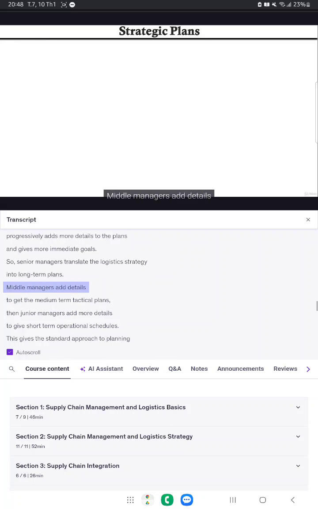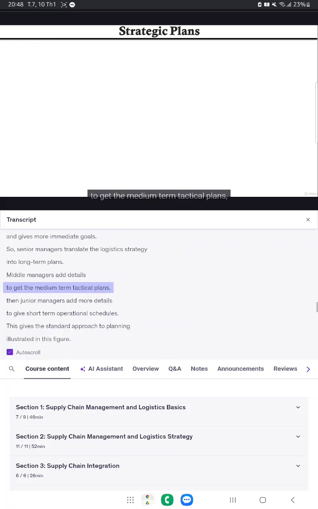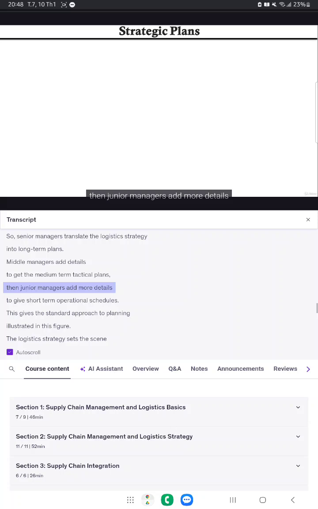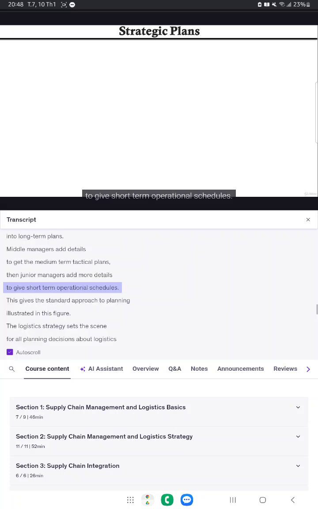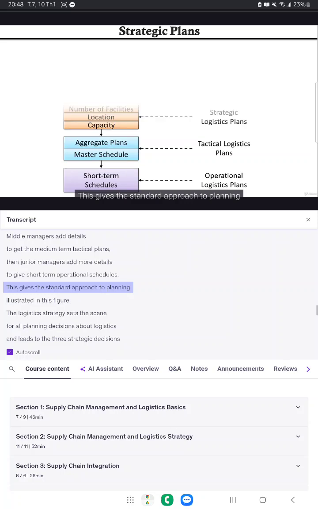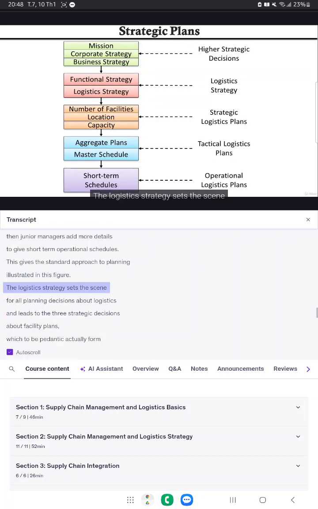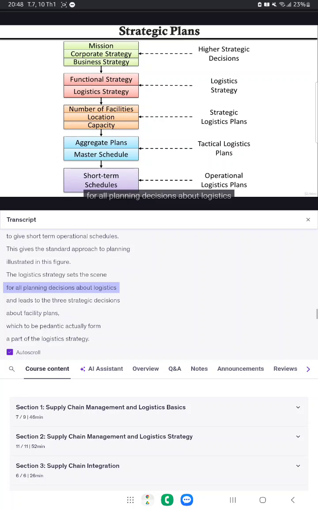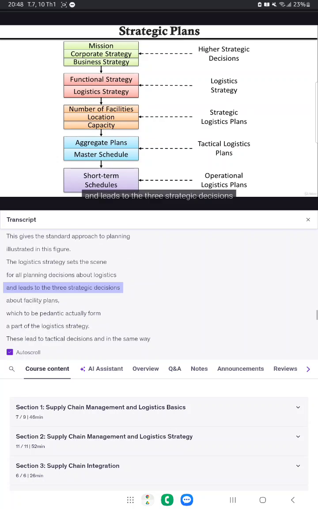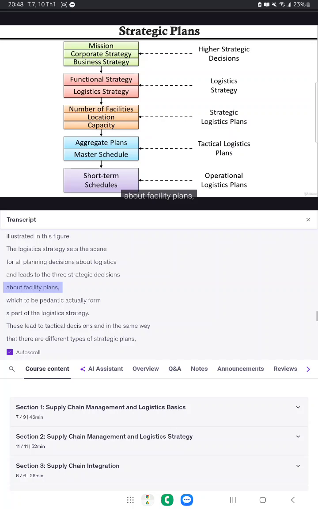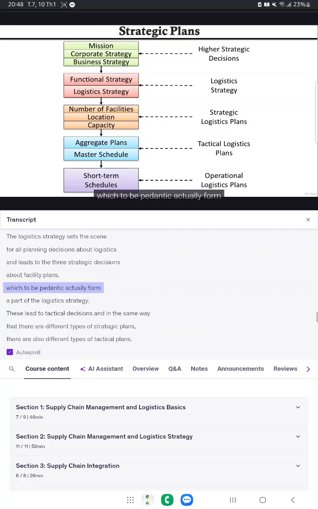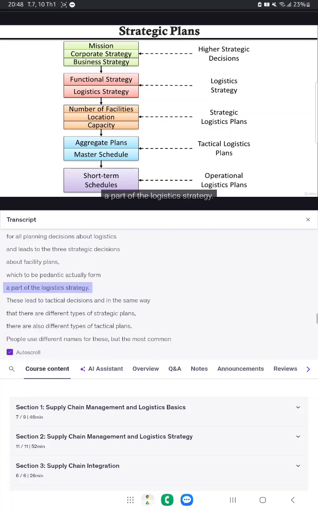So, senior managers translate the logistics strategy into long-term plans. Middle managers add details to get the medium-term tactical plans. Then junior managers add more details to give short-term operational schedules. This gives the standard approach to planning illustrated in this figure. The logistics strategy sets the scene for all planning decisions about logistics and leads to the three strategic decisions about facility plans, which, to be pedantic, actually form a part of the logistics strategy.